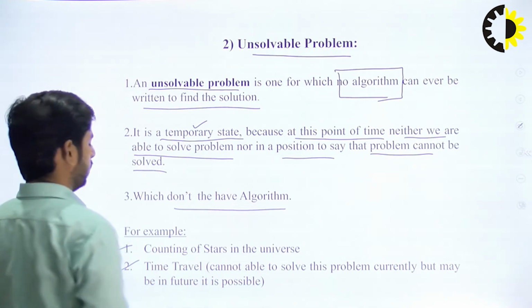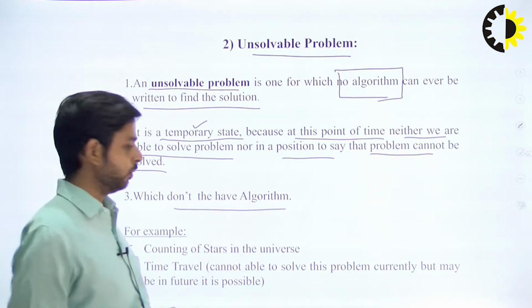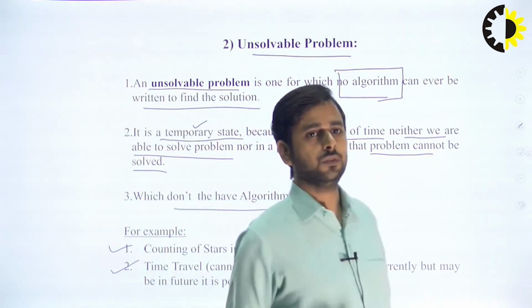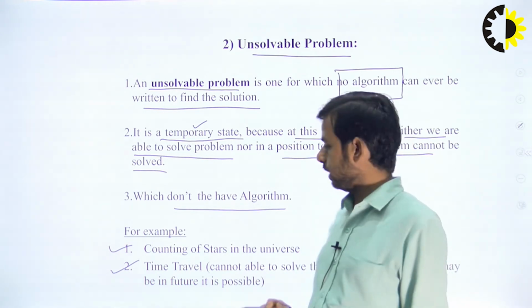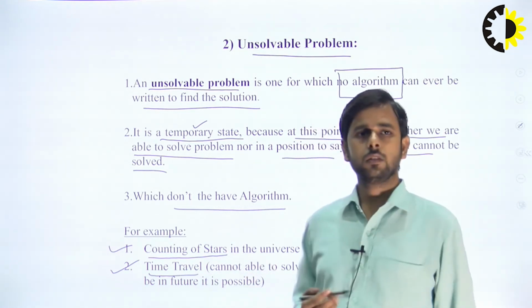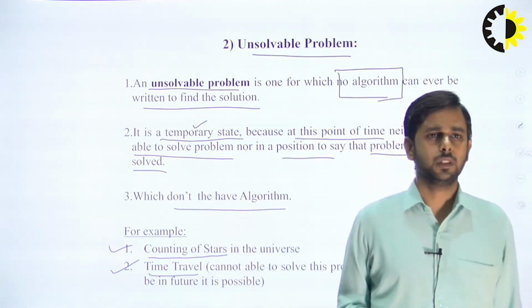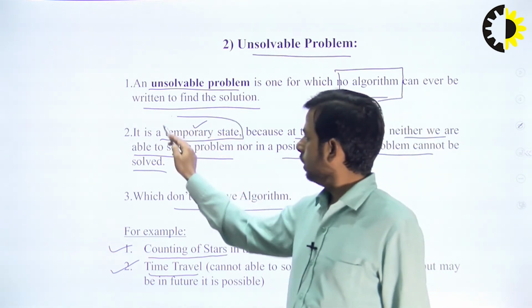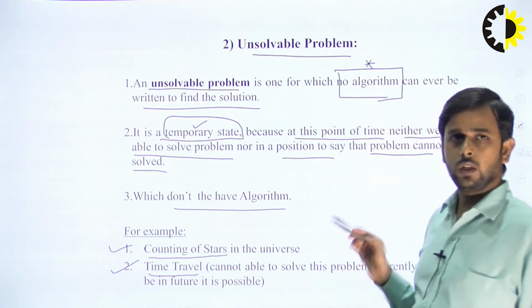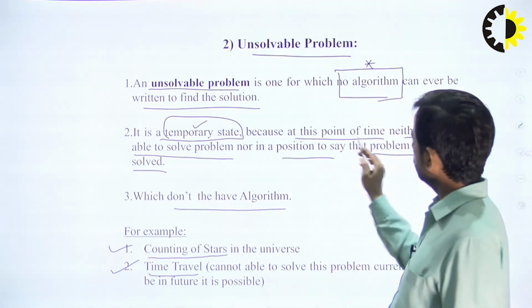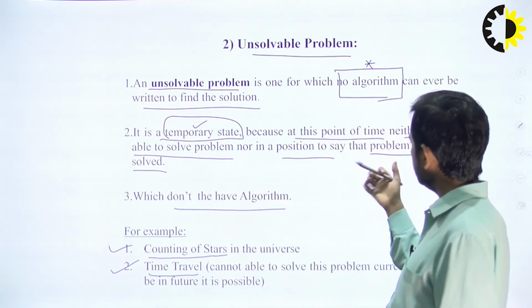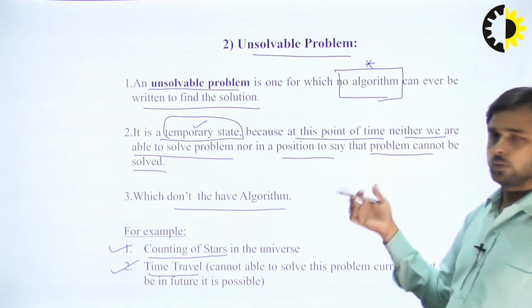Next is time travel. We are not able to solve this problem currently, but maybe in future it may be possible. So at present, counting of stars and time travel are unsolvable, but maybe in future it is possible. That's why it is in a temporary state. Until now they don't have any algorithm. At present they don't have an algorithm, because at present we are neither able to solve the problem nor in a state to say that the problem cannot be solved.